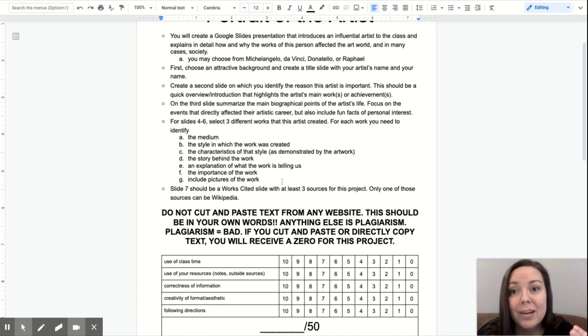The importance of the work. So did it influence other works? Is it worth millions of dollars now? Whatever. However, we know that work is still important today. And then include a picture of it, obviously, so we know what it is.